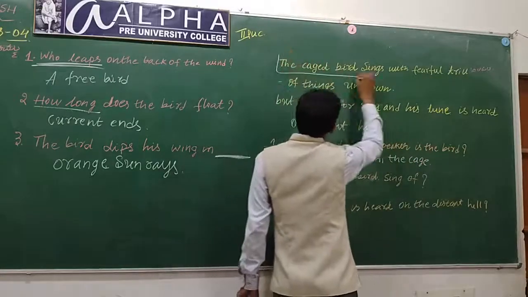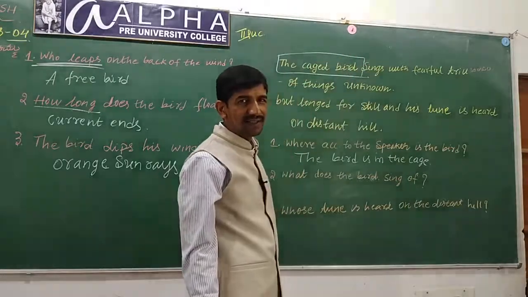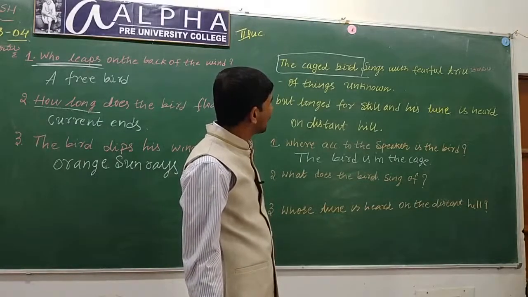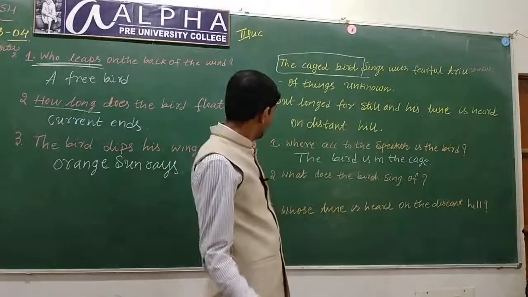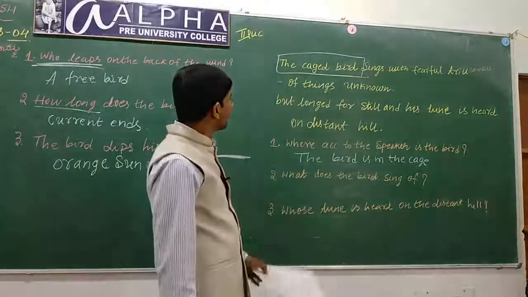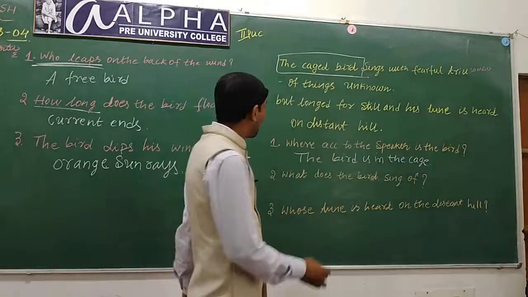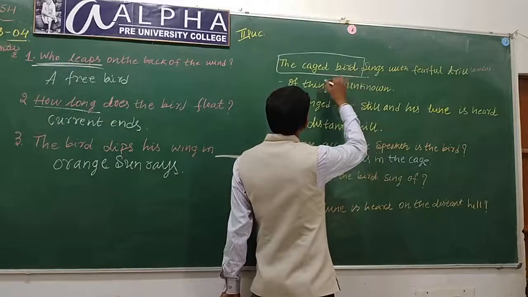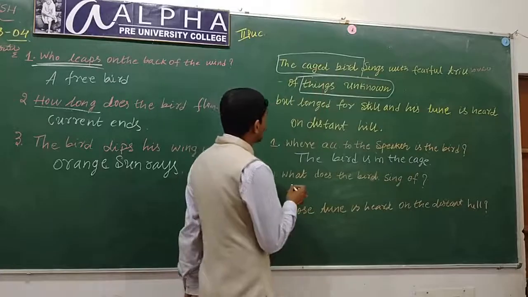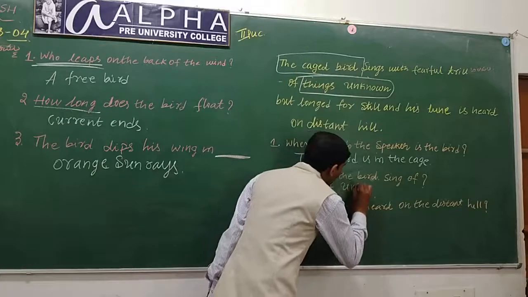Here, the caged bird sings with fearful thrill of things unknown, but longed for still and his tune is heard on distant hill. Next question: what does the bird sing of? The bird sang of unknown things. Here we have the answer: the bird sang of unknown things.